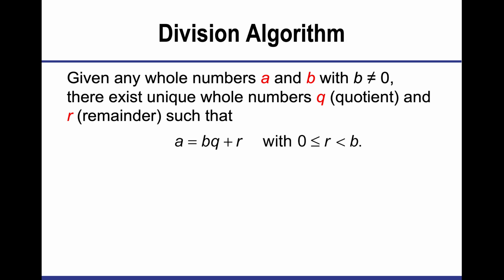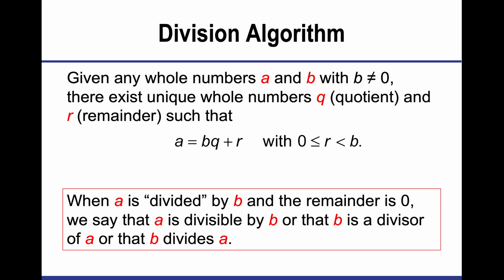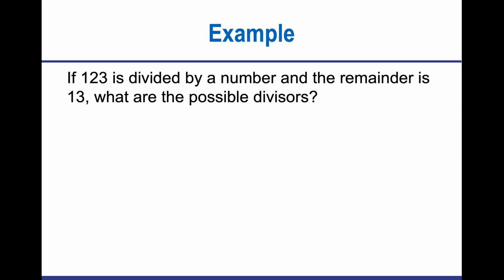If I'm looking at the division algorithm, I want to be given any whole numbers, say A and B, where B is not equal to 0. There's some unique whole number quotient and a remainder. So this is where we start saying, hey, you might have a remainder. Maybe it doesn't divide evenly. So when A is divided by B and the remainder is 0, we say that A is divisible by B. But if there's a remainder, we have something different happening.